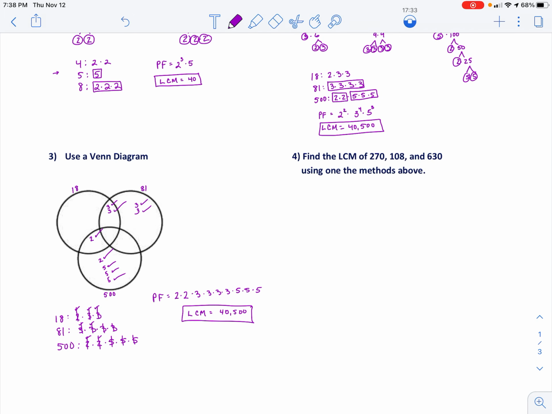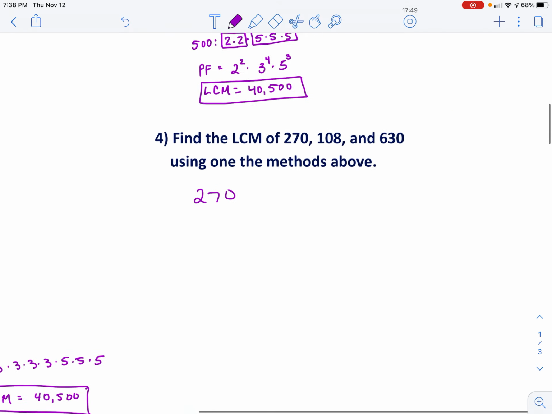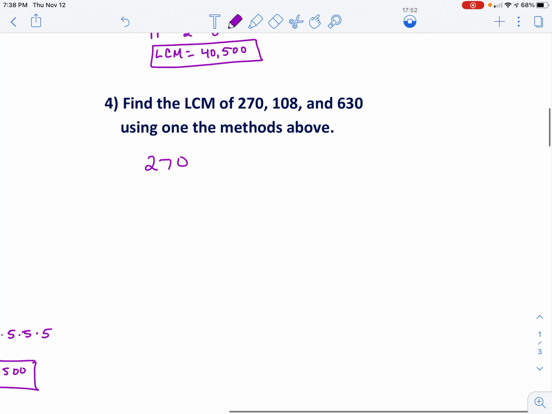Now for number 4, you can use whichever method you like. If you want to try the Venn diagram, certainly by all means do it. You need 3 circles that overlap just as you see in number 3, because you have 3 numbers here. I'm going to use a factor tree because that's my favorite. So I'm going to use factor trees for all 3 of these numbers. If you want to pause the video and try your way and see if you come up with the same LCM as I do, that would be fine. Or you can stay tuned with me as I work through this.